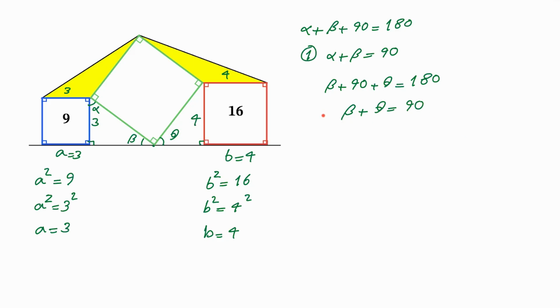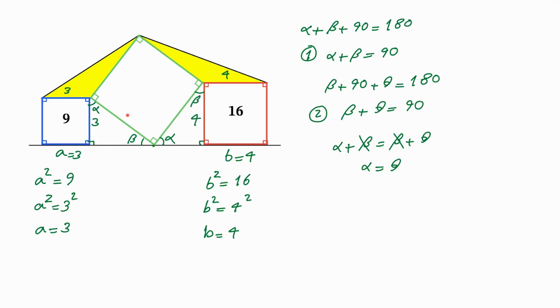So we have two equations here and both of them are equal to the same value, so we can write alpha plus beta is equal to beta plus theta. We can cancel beta from both sides and we'll get alpha is equal to theta. So theta here is equal to alpha, so we can write alpha here, and because this is alpha and it's a right angle, we have a beta here.